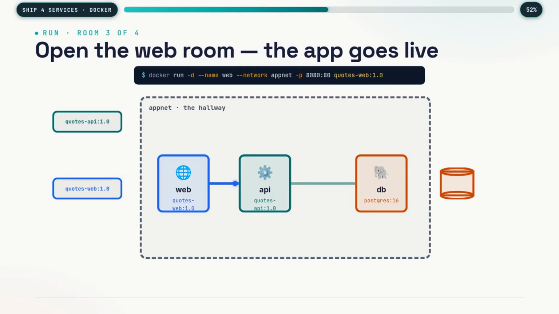The front door, 8080 published to your laptop. Open localhost 8080 in a browser, and the request walks the whole hallway. In the web door, through to API, across to DB, and back. All four are talking. The promise from slide 1 kept. The cache comes next, but the app is already live. You just wired a 4-service system with 3 Docker run commands.